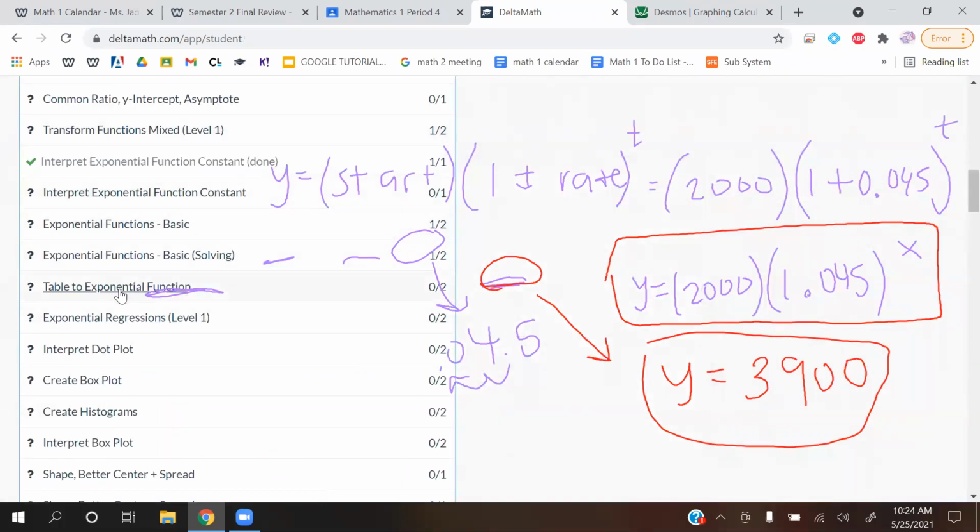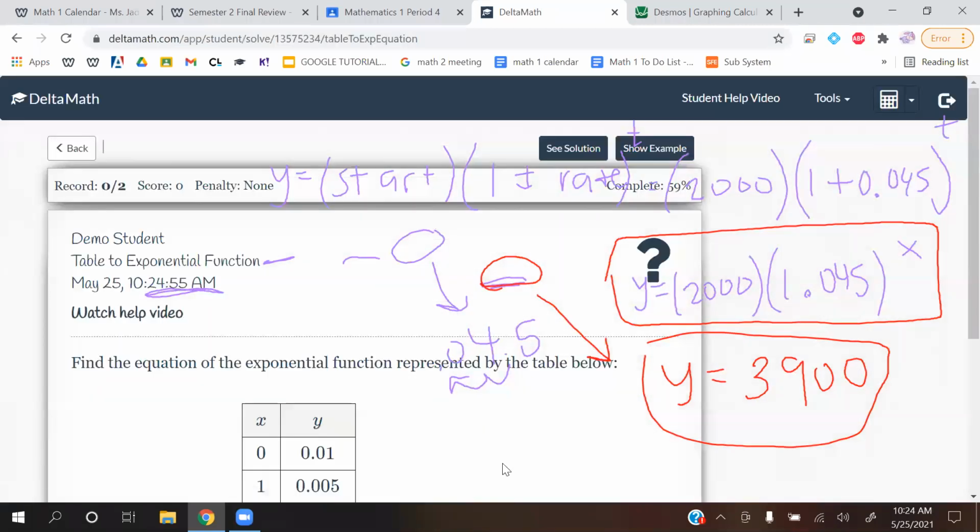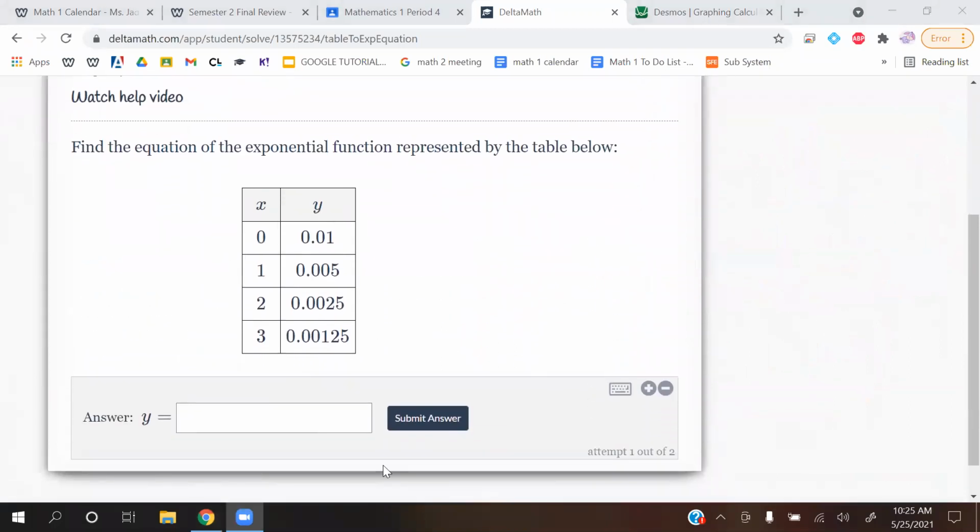Okay, and then now we have table to exponential functions. Let me get rid of all my annotations. Okay, find the equation of the exponential function represented by the table below. So once again, we have this format, y is equal to your starting number times your common ratio to the power of x.